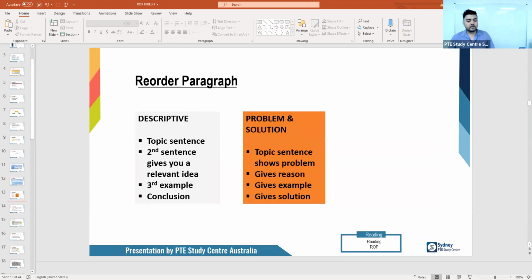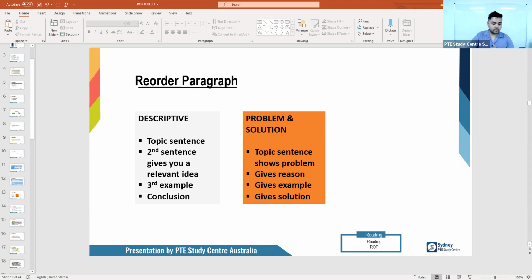Well, reorder paragraph, when it comes to classifying the nature of the reorder paragraph, it has two different kinds. One is descriptive in nature, one is problem and solution. The descriptive reorder paragraph has a topic sentence, your second sentence will give you a relevant idea, your third will be some examples, and the fourth will be the conclusion.